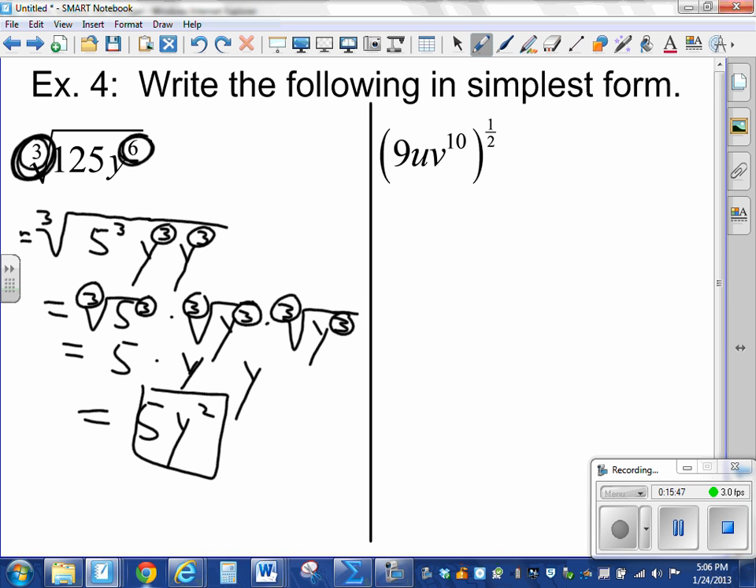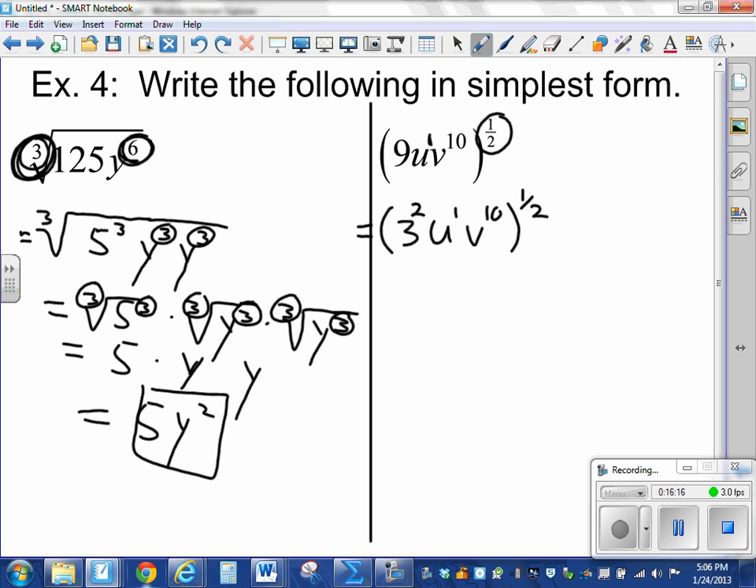So first off, make sure you know where your powers are. So this is actually u to the first power. Now 9 is a perfect square, and we're trying to get the 1/2 power. 1/2 power is the same thing as the square root. So it does make sense to do 3 squared, u to the first, v to the 10th power, and then 1/2. So we're going to rewrite it like that.